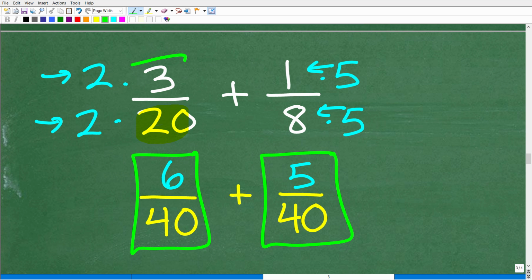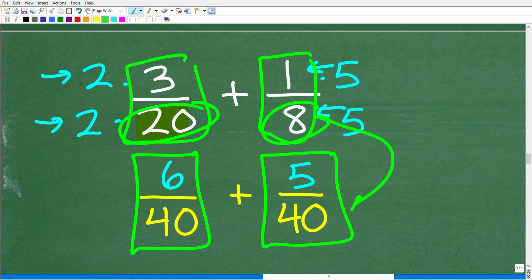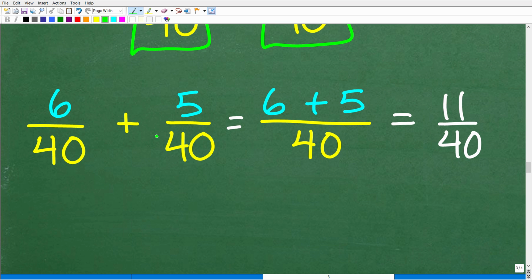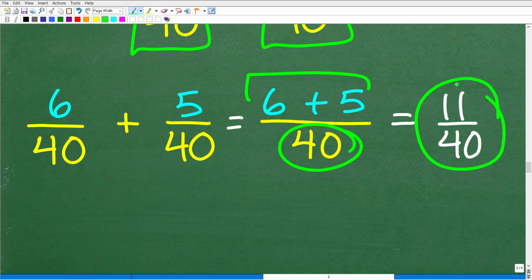Okay, again, they're equivalent to these fractions here, but the main idea is that instead of these denominators, we both have a common denominator. In fact, these form the lowest common denominator. And now we are ready to go ahead and finish the problem. Okay, so 6 over 40 plus 5 over 40, pretty easy. You have the same denominator, so simply add the numerators, 6 and 5, and we get 11 over 40.